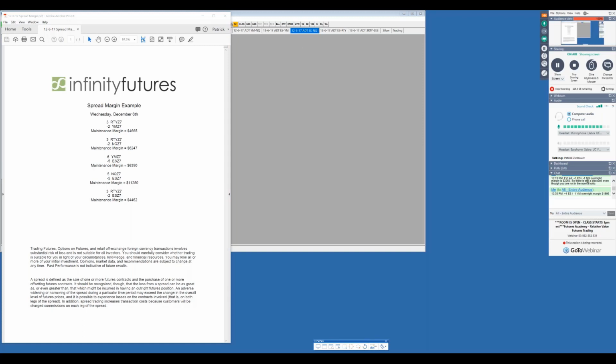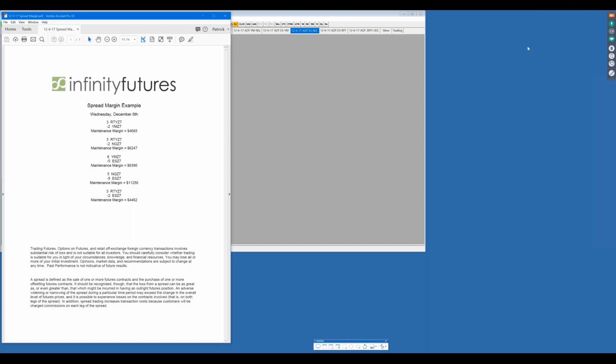So for S&P against NASDAQ, the margin's 22.50 if you're long one, short the other. And for one S&P against one Dow, the margin's $1,995. So it's not a horrible discount. You're still getting roughly a $2,000 margin requirement instead of about $10,000, right? So it's definitely significant compared to margining those positions separately.